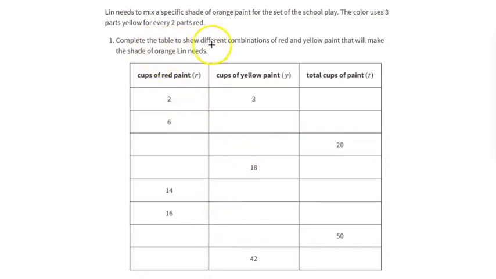Okay, so we need to complete this table. Lynn needs to mix a specific shade of orange for the school play. The color uses 3 parts yellow for every 2 parts red. So we're going to complete this, try and fill in the missing blanks. So what's the total cups here? Yeah, 5, right? What about here?